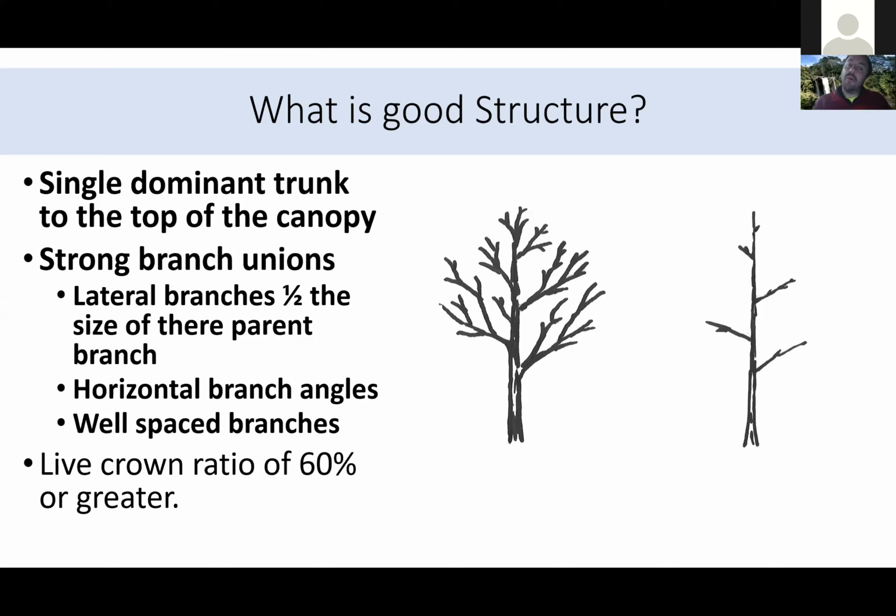Branch unions which are well spaced are also stronger. We want our permanent branches, which means the branches that we envision being on the tree forever, to be well spaced. And the rule of thumb for that is you want to have about 5% of a tree's expected mature height between the branches. So if it's going to be a 100-foot tall tree one day, we want 5 feet between the permanent branches. If it's going to be a 50-foot tall tree, we want about 2.5 feet between the permanent branches.